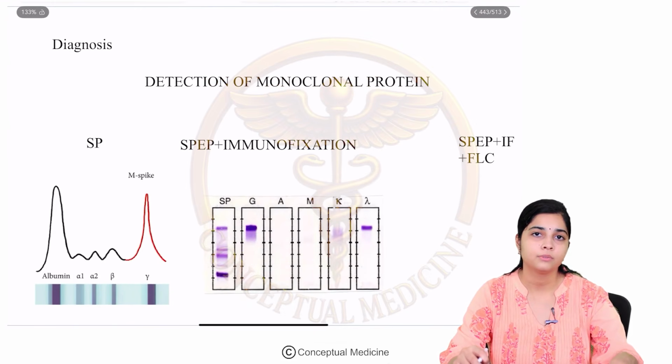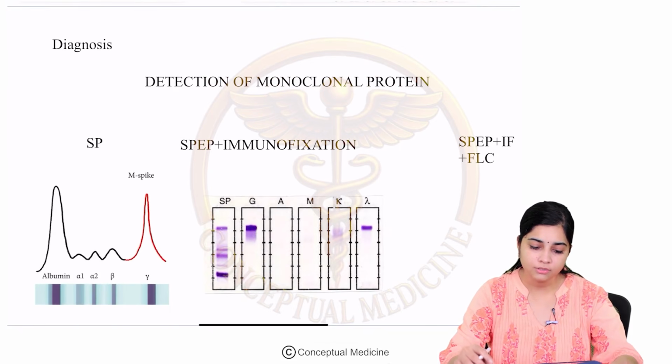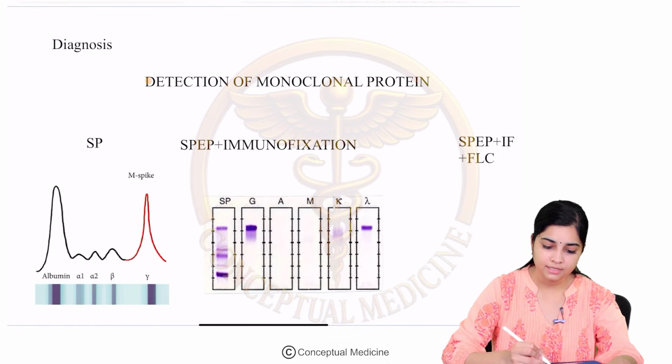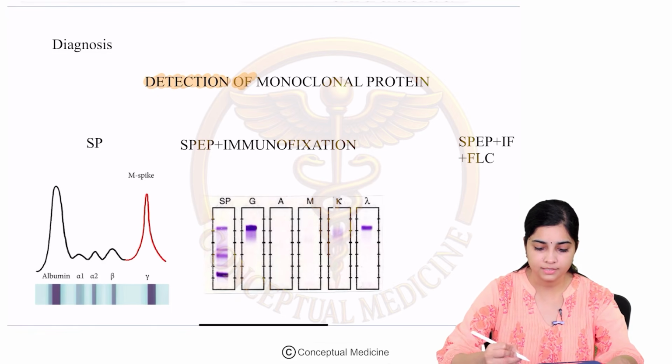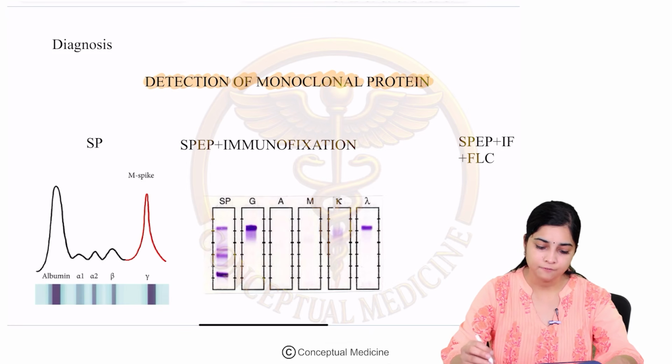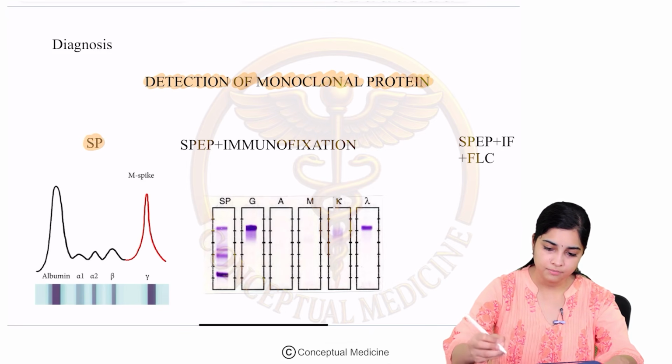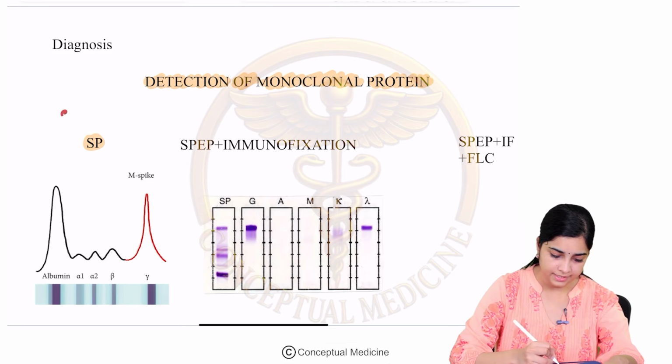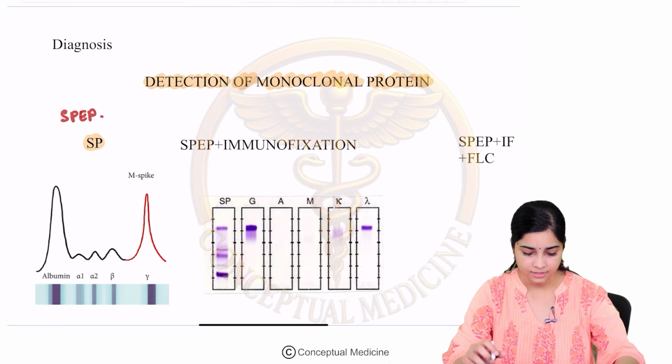Now let us move on to the diagnosis. So how do you diagnose? The basic underlying test that has to be done for the diagnosis of multiple myeloma is the detection of a monoclonal protein. So how do you detect a monoclonal protein? The first step is the serum protein electrophoresis, SPEP.